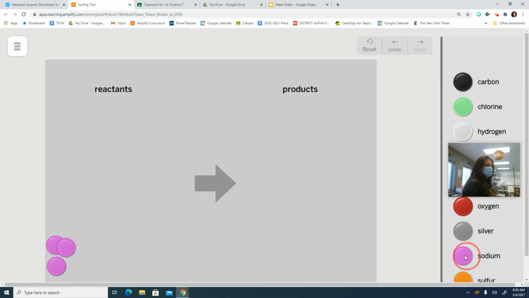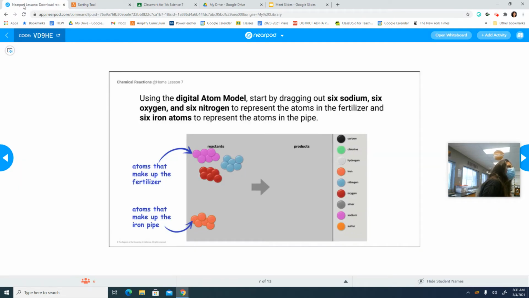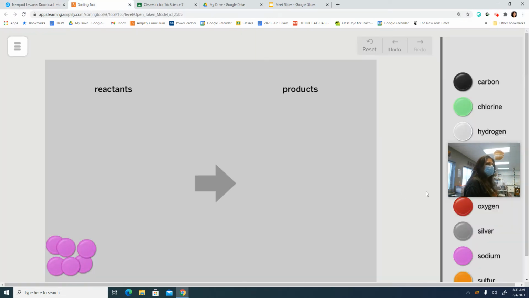3, 4, 5, 6. You guys are probably way ahead of me, huh? I feel slow. What else do I need? 6 sodium, 6 oxygen, 6 nitrogen. So then I need 6 red ones.